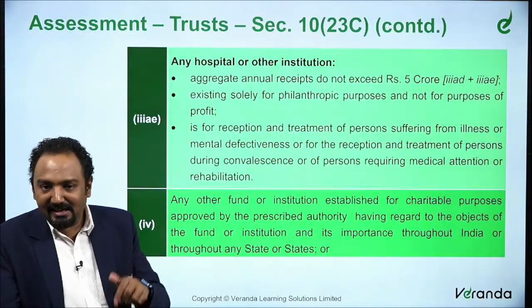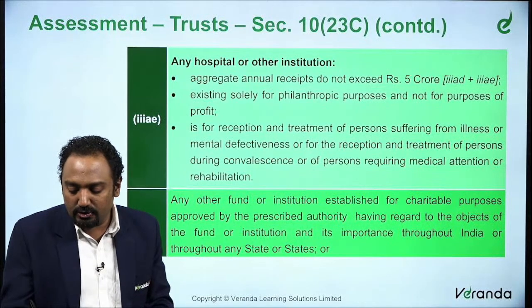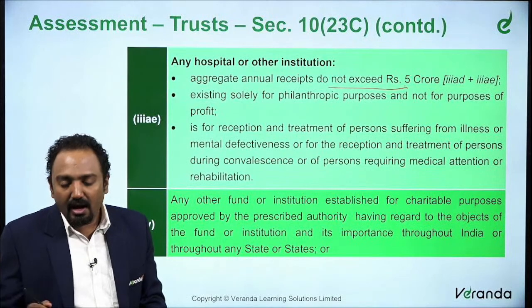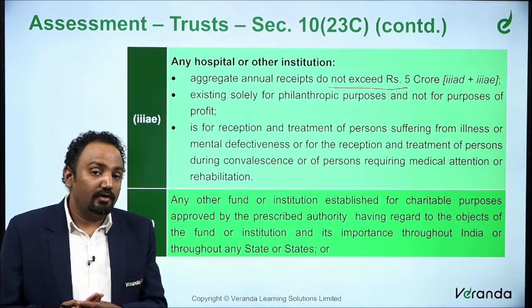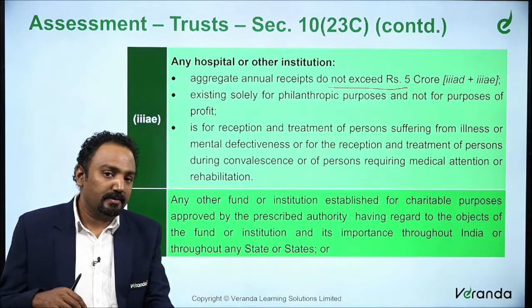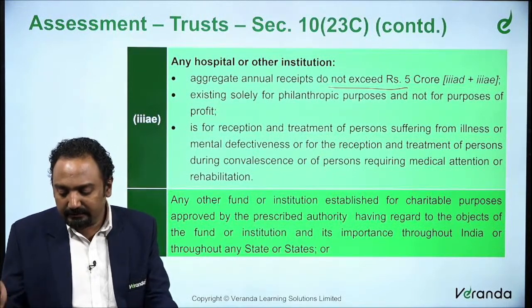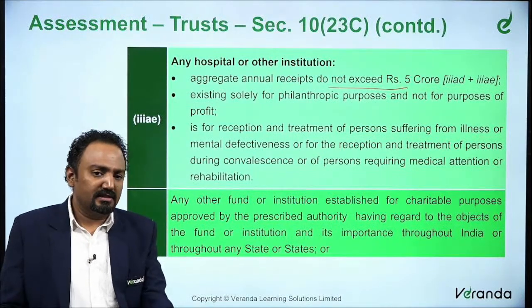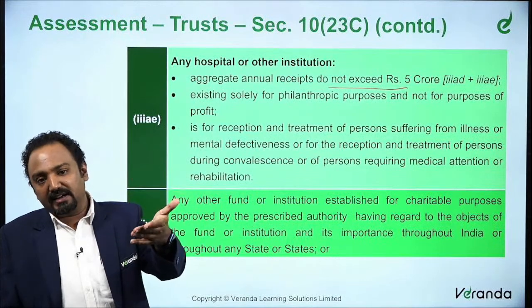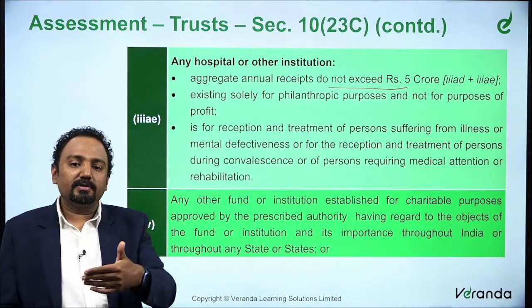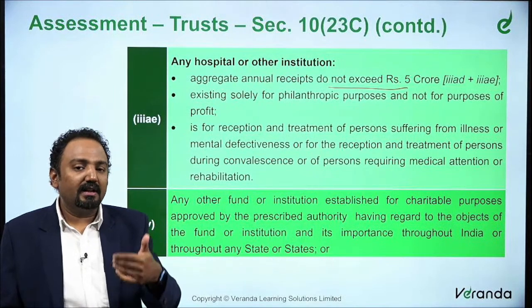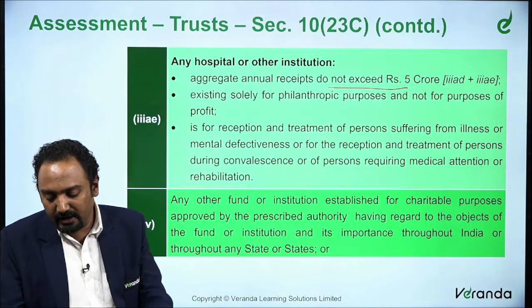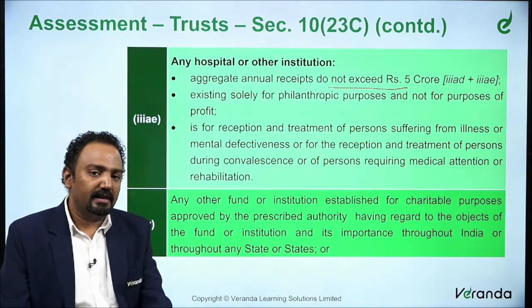And subclause 3AE is for a similar condition for a hospital or institution. Again its aggregate turnover does not exceed 5 crore, and it exists solely for philanthropic purposes and not for the purpose of profit, and you also have the purpose of reception, treatment and all those things whatever we discussed earlier. So everything remains the same. The first category was for those wholly or substantially supported by the government, right? Whereas here it is about the turnover, that is aggregate annual receipts not exceeding 5 crore, which is 3AE.